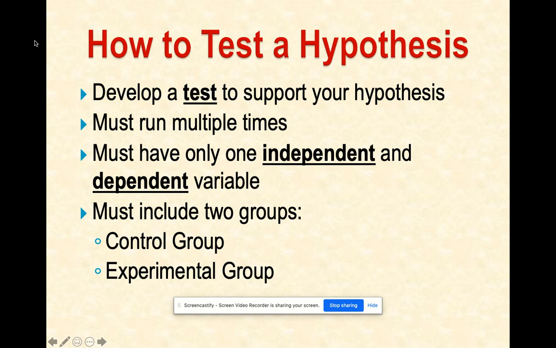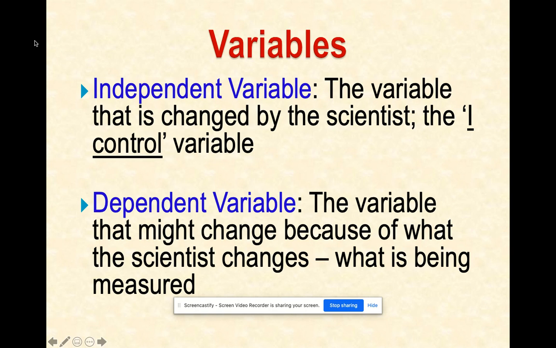So we're going to talk about what's the difference between independent and dependent. Independent is that variable or the factor being changed in the experiment. It's what you're putting in, the one thing you are changing. Dependent variable is a nice way of saying what's measured. It's the results, the variable that might change because of what the scientist changes. It's what you can measure. Independent is what you're putting in that you changed. Dependent is basically what you're measuring.